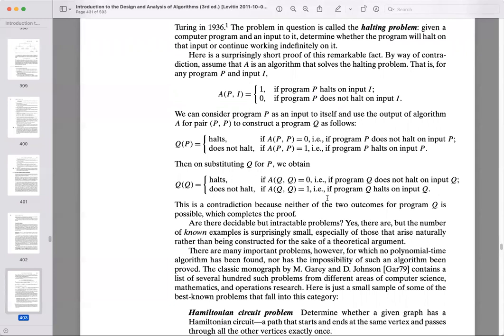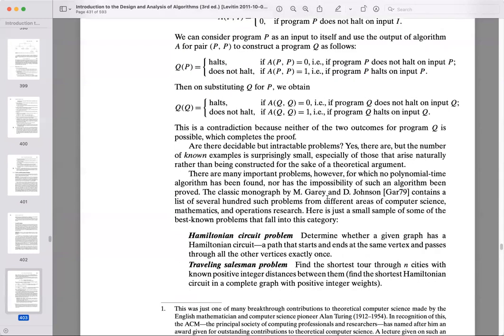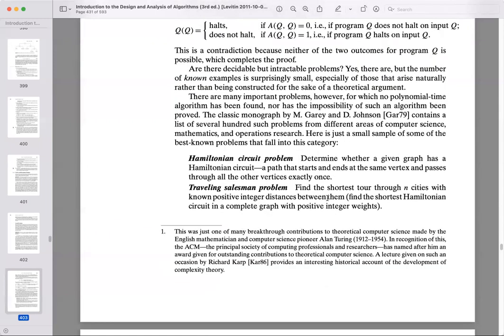Q of Q halts if program Q does not halt on input Q, and it does not halt if program Q halts on input Q. Okay, so this is a contradiction because neither of the two outcomes for program Q is possible. So that completes the proof by contradiction. Again, if you don't get it, don't worry about it, but it is an interesting and surprisingly short proof and a good proof technique if you're into those kinds of things.